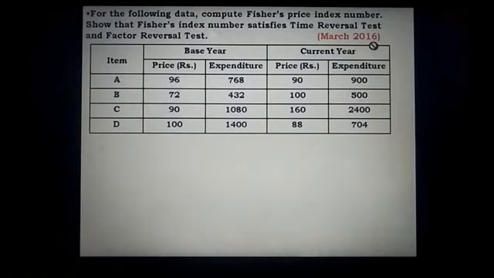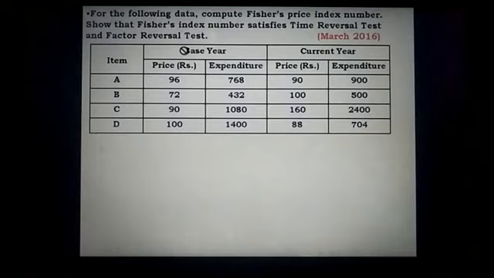Next, in March 2016, this question was asked. Just for your information, we are observing all the 10 mark questions based on the index number chapter right from March 2015 to the very recently conducted board exam, March 2020. So in March 2016, this question was asked: for the following data, compute Fisher's price index number, and show that the index number satisfies time reversal and factor reversal test.